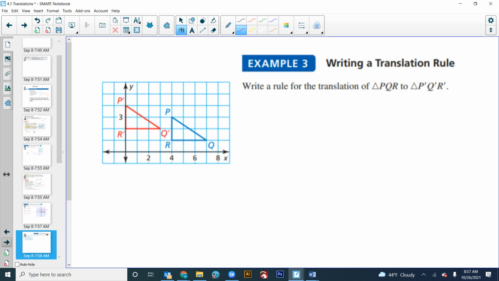Okay, now we're going to write a rule for the translation. Let's write it in words first and then as a vector. Why don't you guys try it first? Think of a rule in your head. Is this one on your paper? Yeah. All right. So triangle PQR, I'm going to write a rule to translate it into P prime, Q prime, R prime.